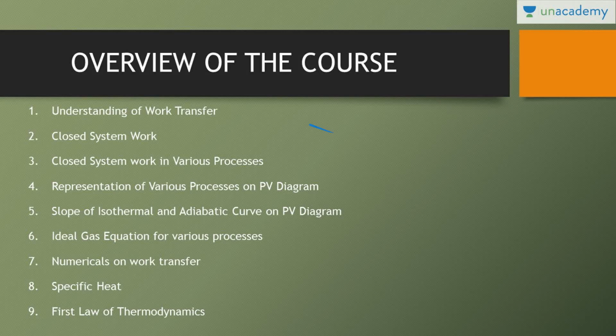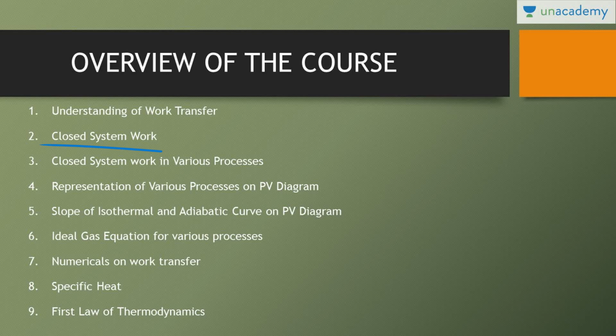The first 7 lessons have already been given to you. The very first lesson is on understanding the work transfer. What is exactly the work transfer? How do we define the work transfer in thermodynamics? The second lesson is to calculate the closed system work, that is W equal to integral PdV, which is valid only for a closed system, only for a reversible process, right?